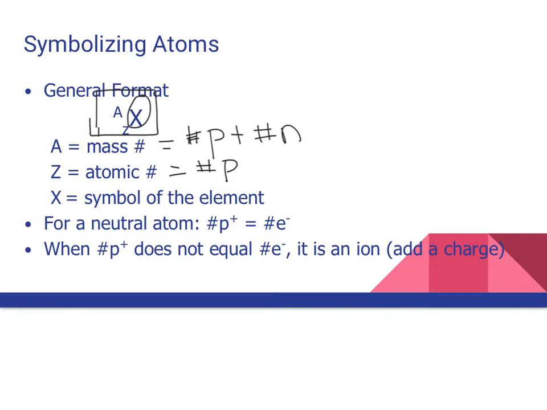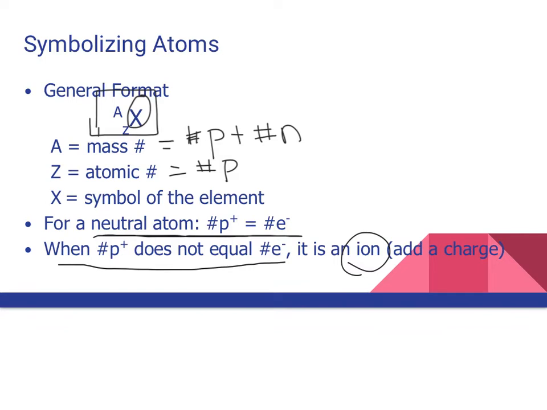Remember, the symbol of the element can be found on the periodic table and is not something that ever needs to be memorized. It's important to remember when we talk about atoms, remember atoms are electrically neutral. So the number of electrons is going to be equal to the number of protons in a neutral atom. If we do not see a charge, then we assume we have a neutral atom. When the protons do not equal the electrons, we now have an ion. Remember, ions contain positive or negative charges, and in that case, we would add a charge to our ion, or to our symbol.